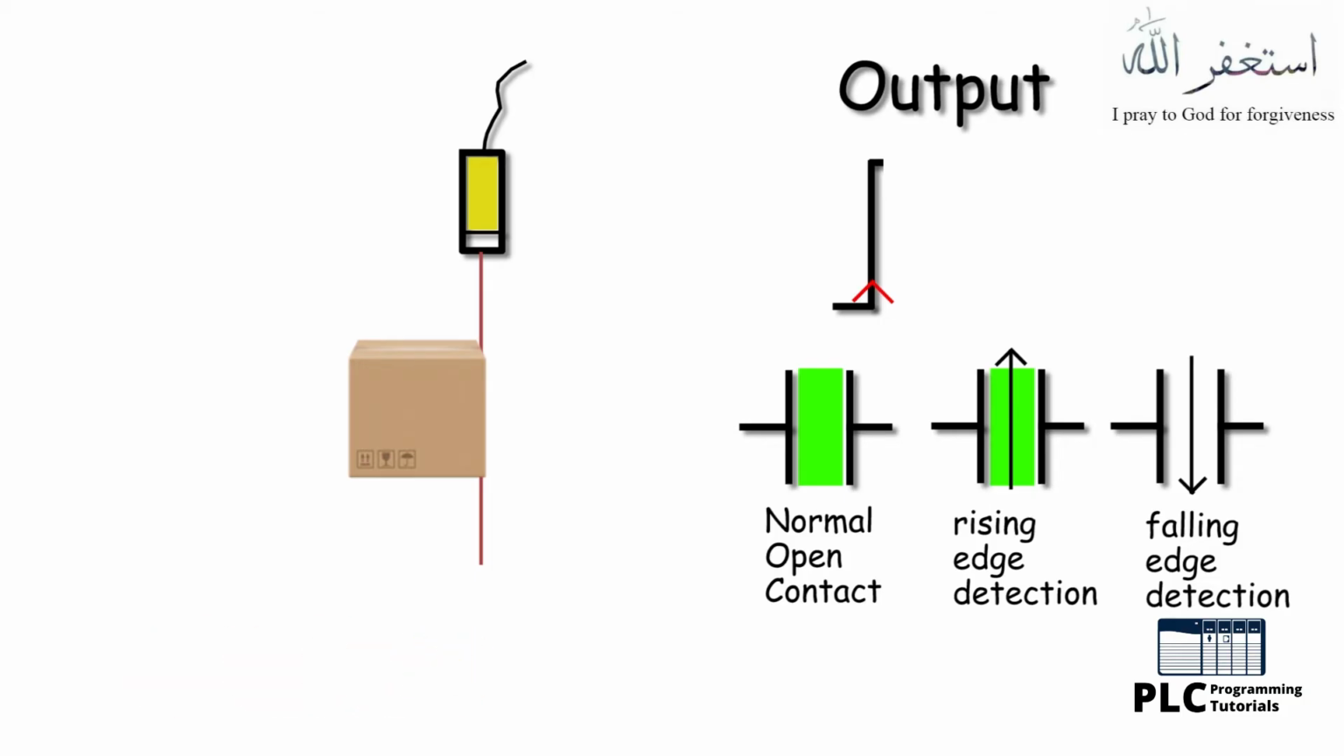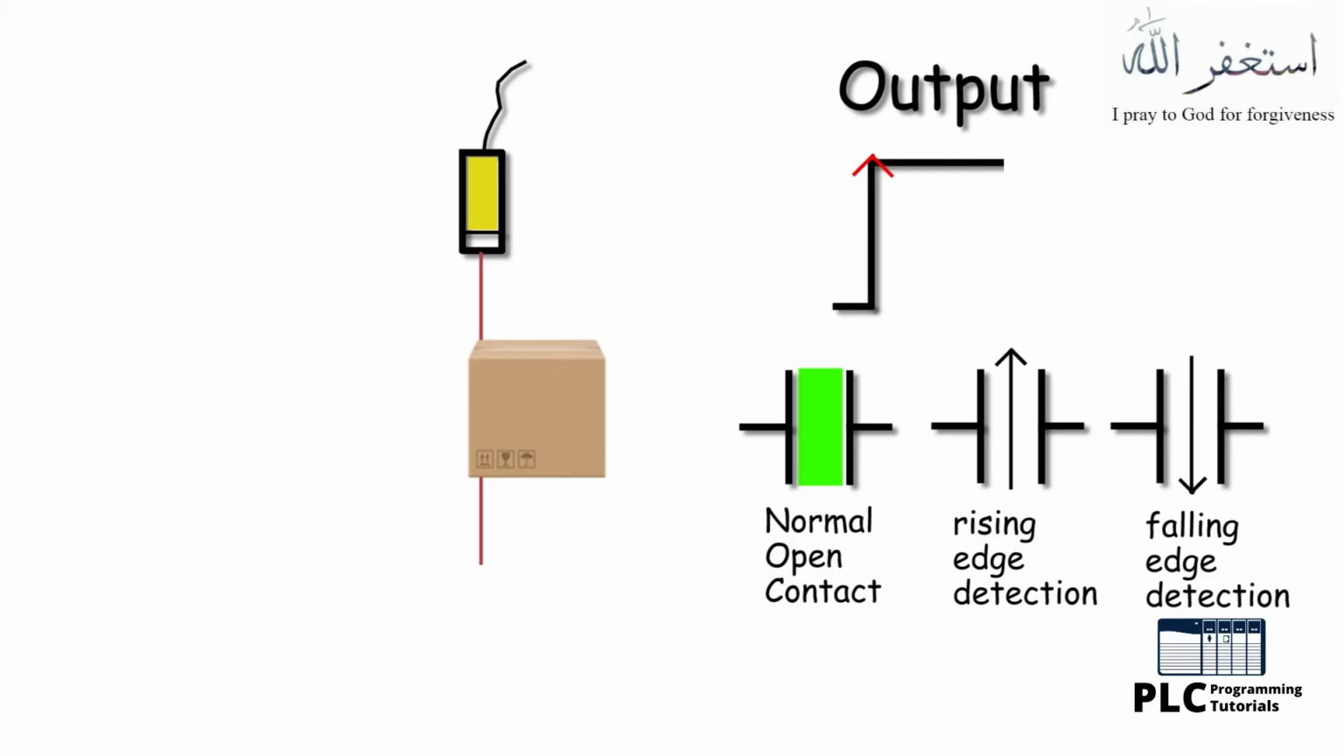So the rising edge detection contact will be turned on only for one PLC scan cycle, but the normally open contact will remain closed as long as the box is in front of the sensor. In this way, we can detect precisely when the sensor output signal is turned on.